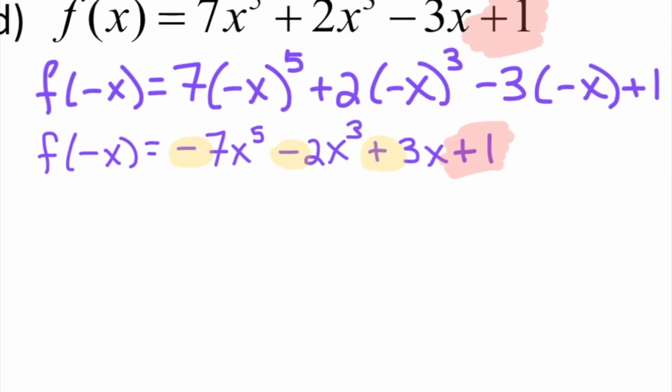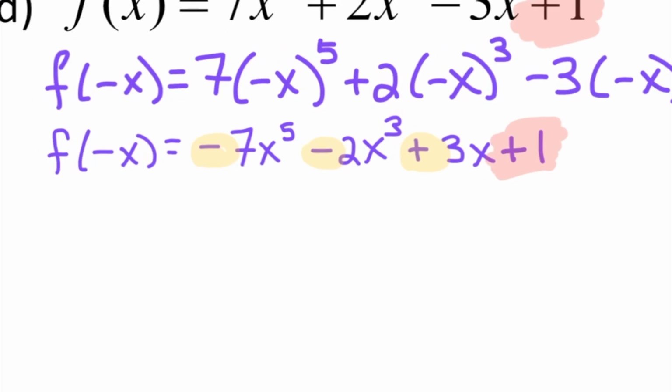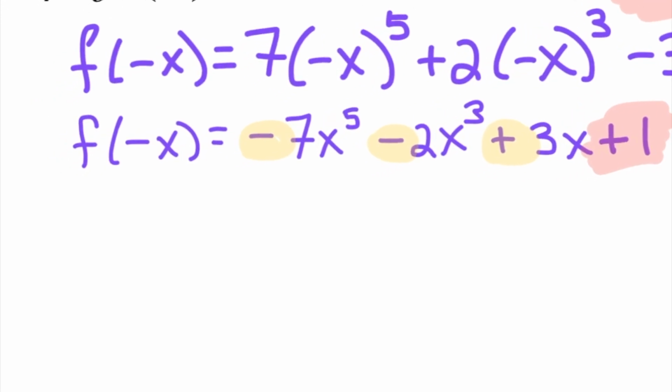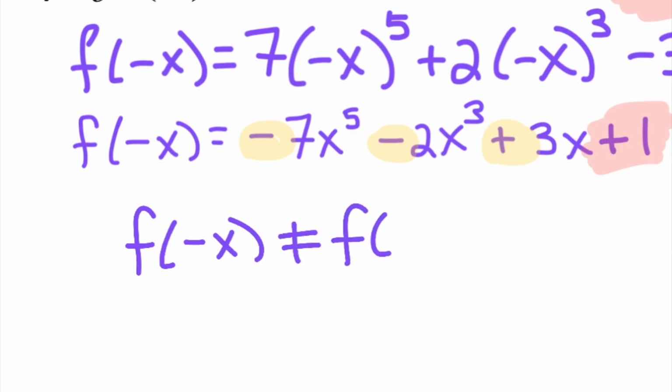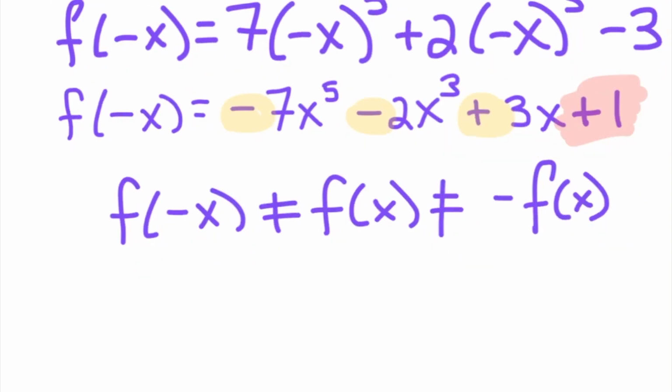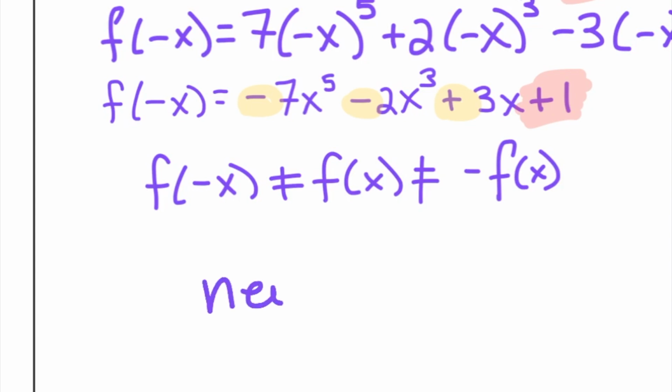And since the requirement for an odd function is that the whole function is negated, or that it stays the same for an even function, in this case your f of negative x does not equal itself, the original function I mean, and it does not equal a negation of the function, and therefore this one is neither odd nor even.